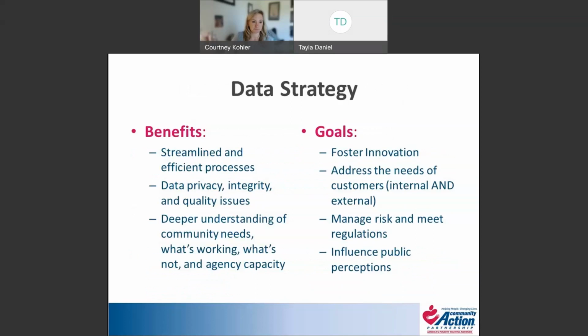That can help guide your strategy. Some of the benefits of having a data strategy: it can help to improve your processes, streamline them, and make them more efficient. It can also improve your data privacy and integrity, as well as the quality of your data. So it can help mitigate those issues if you have them, which, to be honest, we probably all have at some level. And also it gives you a deeper understanding of the community needs, what's working and what's not working in your organization, as well as the agency capacity to then carry out the plans that you have set.